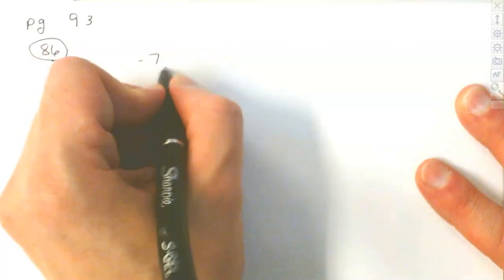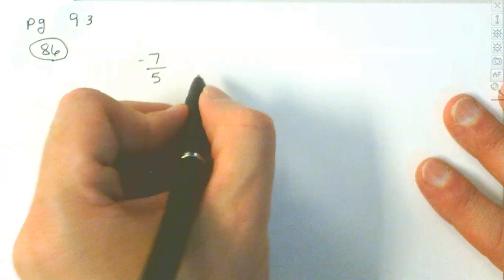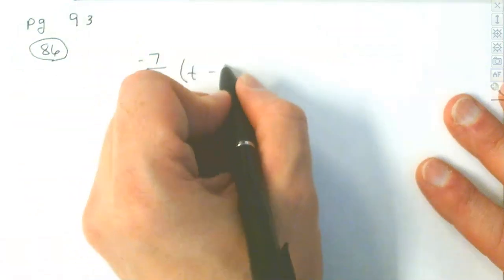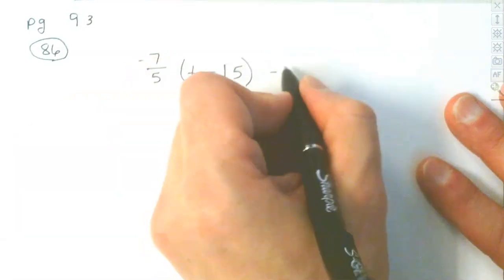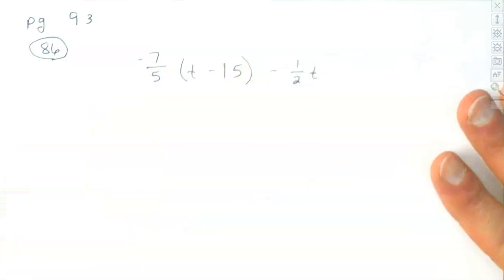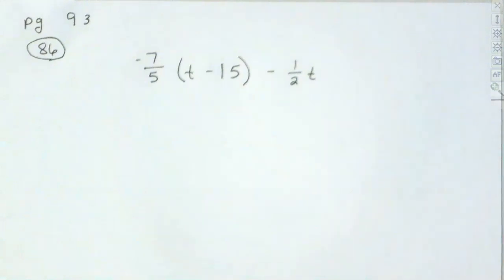We have a minus 7 fifths out in front. We have a t minus 15. And then we have a minus 1/2 t on the end. So let's take our time. And just because we have that fraction out in front, it's really not going to be any more difficult.